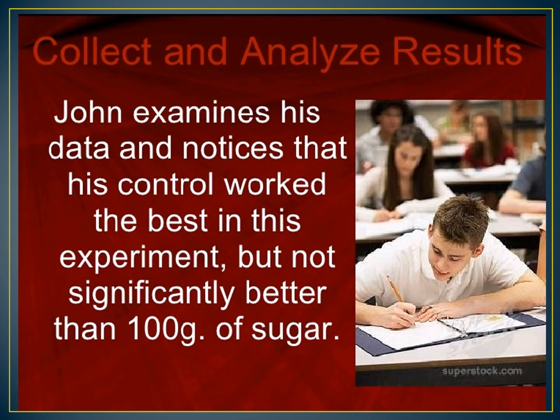Okay, so for this step, this is the part where John organized his data into tables or graphs so that it will be easier for him to visualize the results he gathered. Then after that, he will then ask himself, what trends did he observe? So John examines his data and notices that his control worked the best in this experiment, but not significantly better than 100 grams of sugar. So what will he do next?